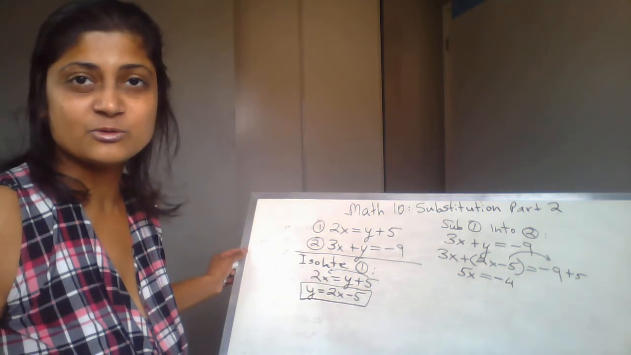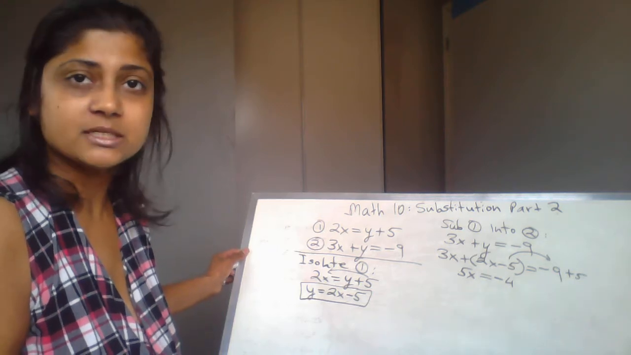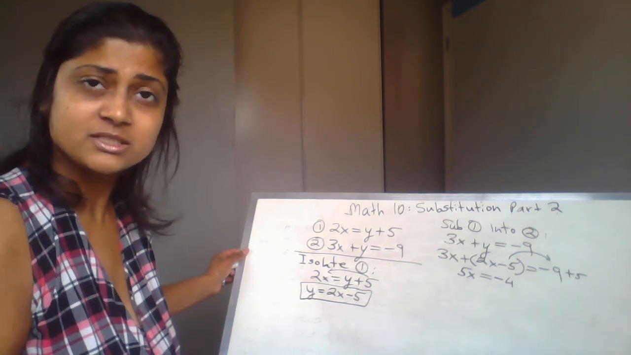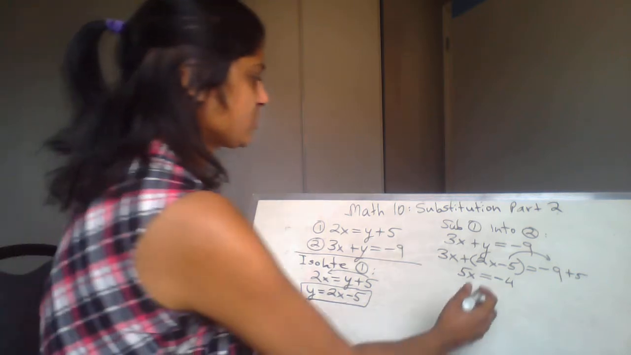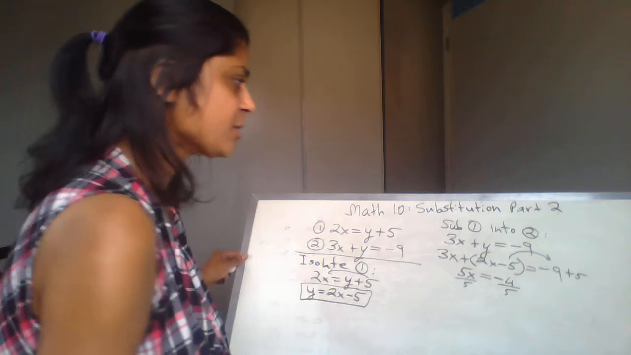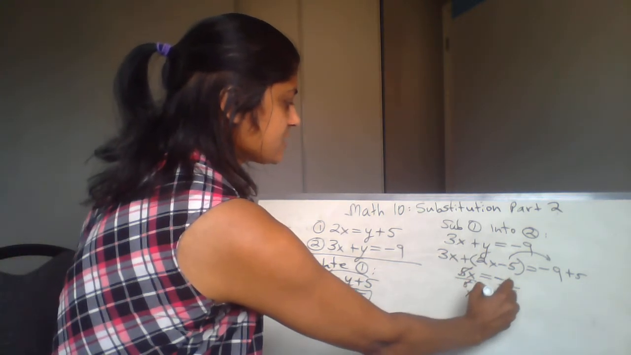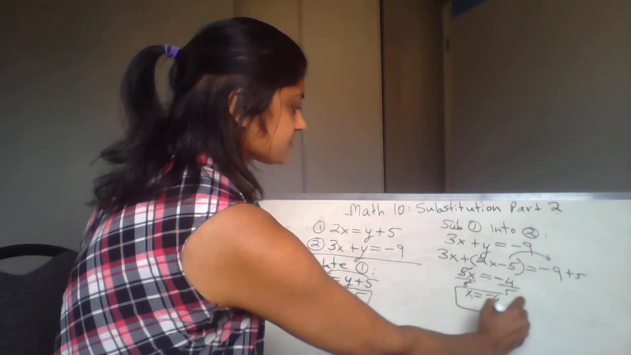All right, so nobody freak out. I can see that we have a fraction here. We're going to keep all of our numbers as a fraction and make sure you're reducing it. So I'm dividing by 5 here. And the 5 is canceling out, so x is equal to negative 4 over 5.